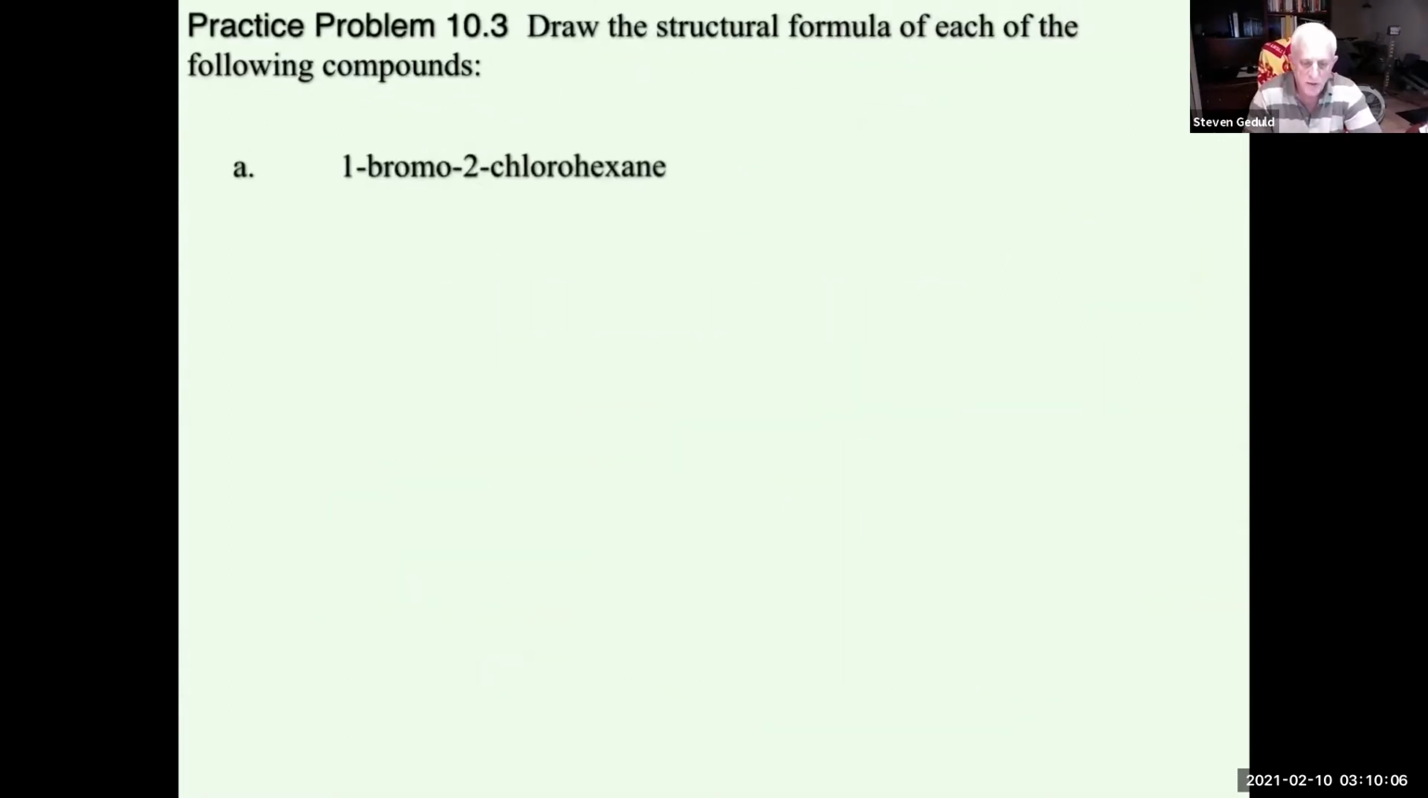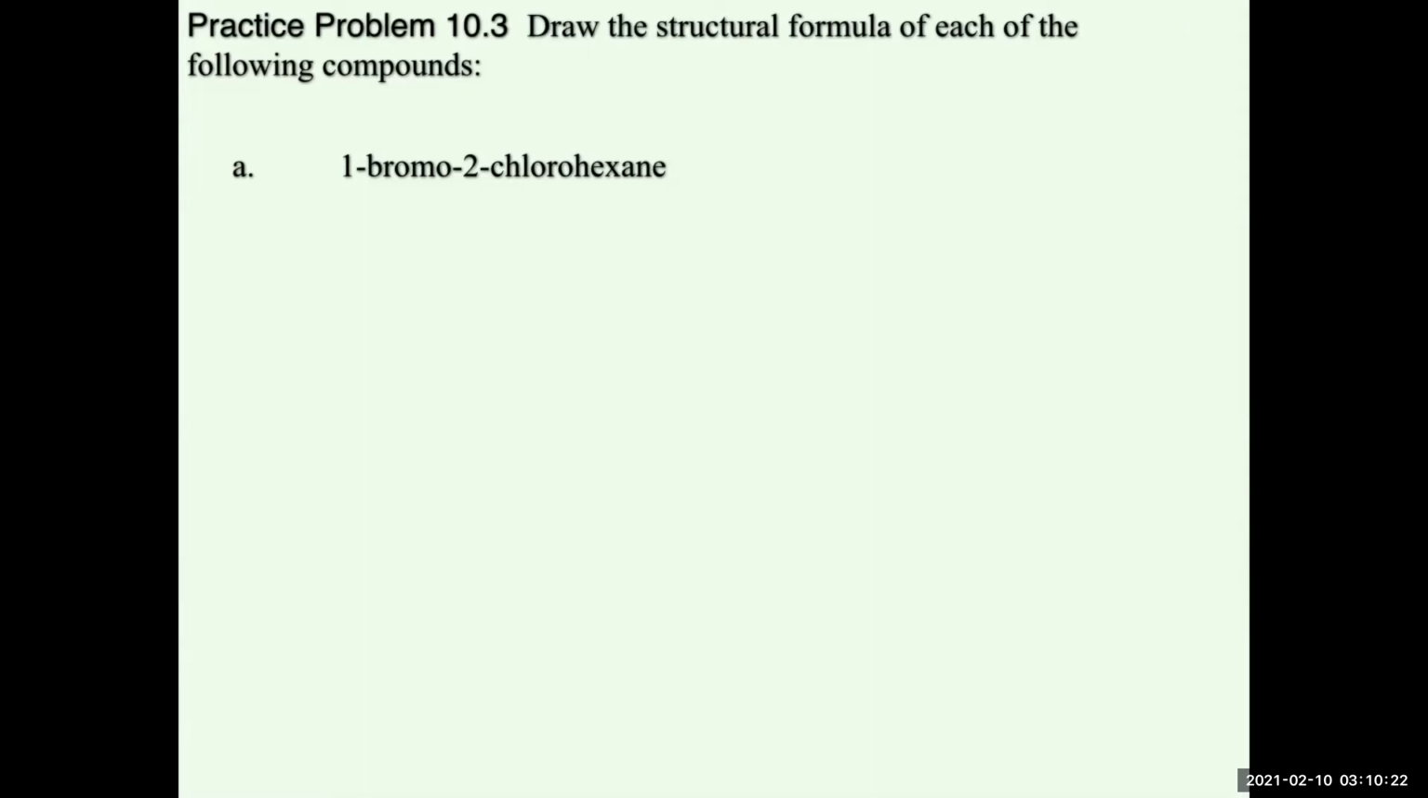Draw the structural formula for each of the following. 1-bromo-2-chlorohexane. Okay, so what are we going to draw? We're going to draw how many carbons in a line? 5. No, 6. Sorry. 6, right?